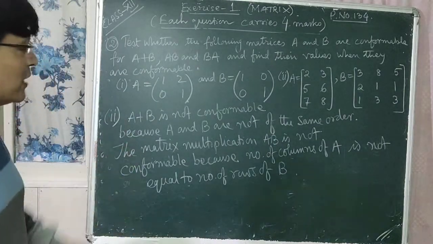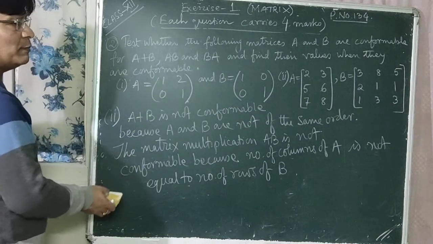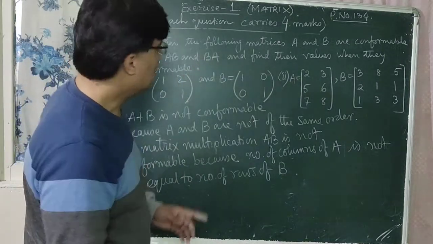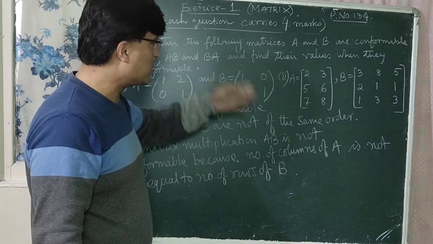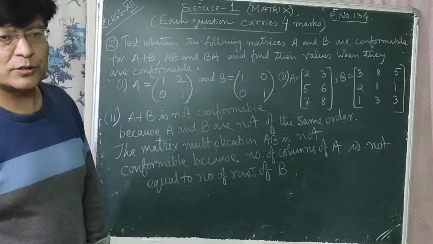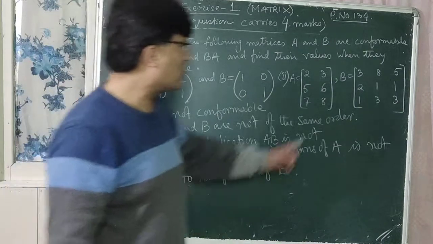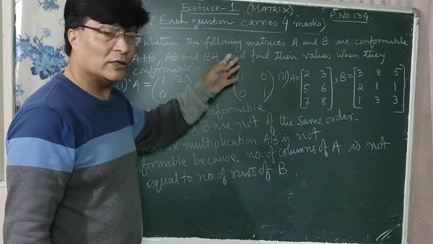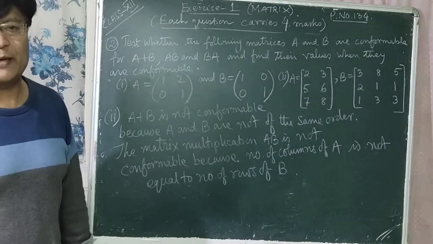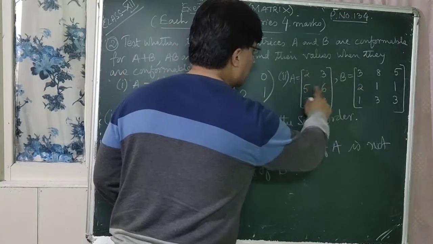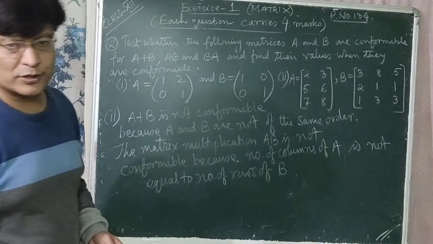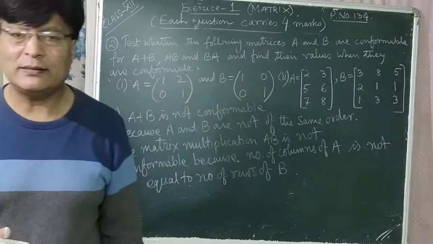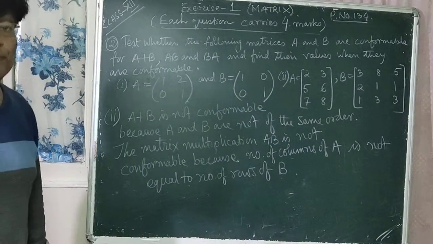So now can you find out whether the matrix multiplication BA is conformable? Can you find out BA? Now here B is written first. You have to check the number of columns of the matrix B. What are the number of columns of the matrix B? It is 3. Okay? And for A, you should check the number of rows for the matrix A. How many rows are there for matrix A? It is 3 rows. That means the number of columns of B is equal to the number of rows of A. That means you can find out the matrix multiplication BA.